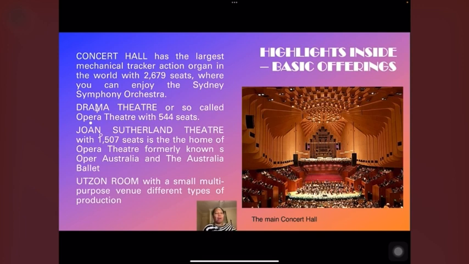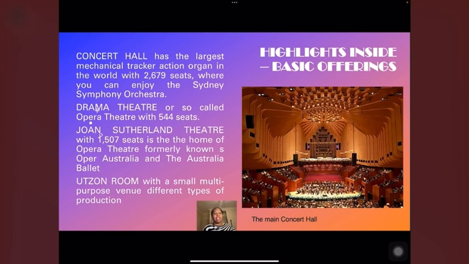Highlights inside the Opera House. Well, let's have a look at the basic offerings. First is the Concert Hall. It has the largest mechanical tracker action organ in the world, with 2,679 seats. Wow, where you can enjoy the Sydney Symphony Orchestra.